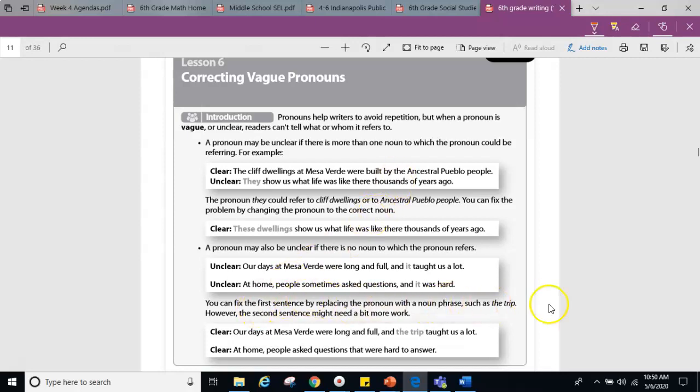You can fix the first sentence by replacing the pronoun with a noun phrase such as the trip. However, the second sentence might need a bit more work. So, from our days at Mesa Verde were long and full, and it taught us a lot, we can make it clearer by saying our days at Mesa Verde were long and full, and the trip taught us a lot. The next one, at home, people sometimes asked questions and it was hard. To clear it up, we can say at home, people asked questions that were hard to answer.